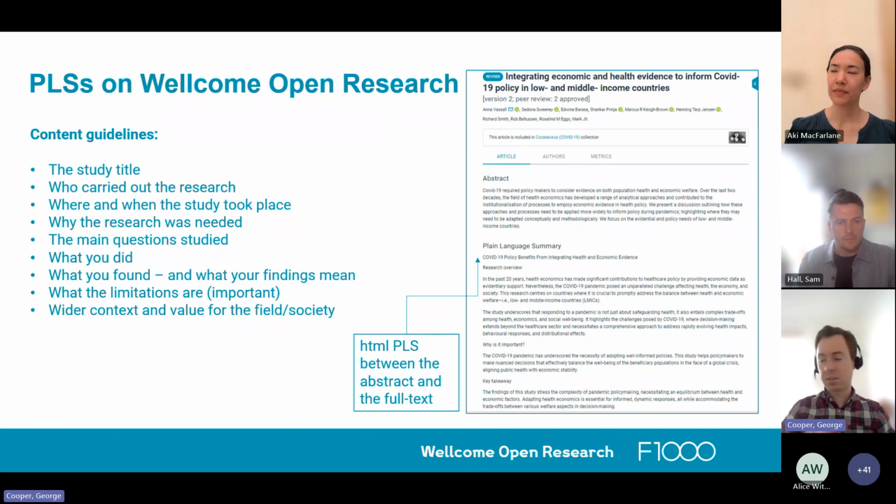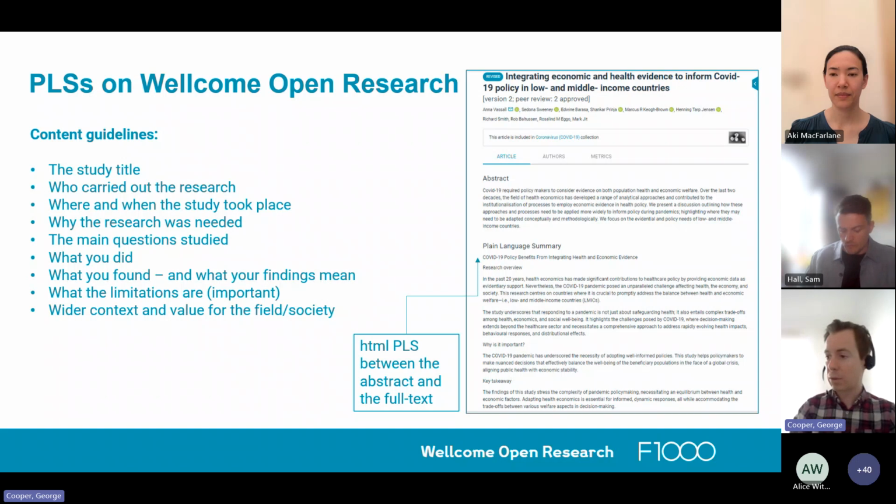At this stage in the presentation and the webinar, I'd like to run through some of the practicalities of actually writing one and how they'll be presented on the platform. On the right, you can see what a plain language summary looks like on Wellcome Open Research. It's published as a core component of the article beneath the abstract. It's fully typeset and tagged in XML as well, so it's discoverable and accessible on a par with the rest of the content.